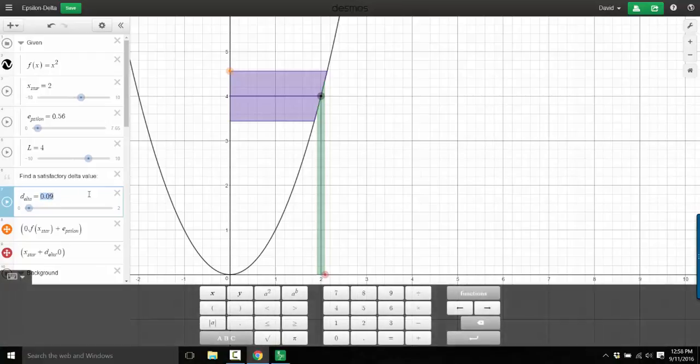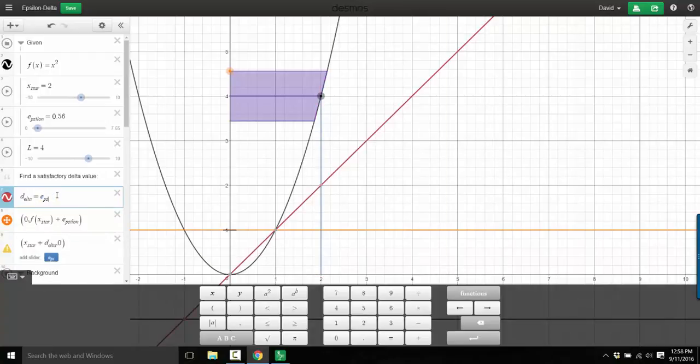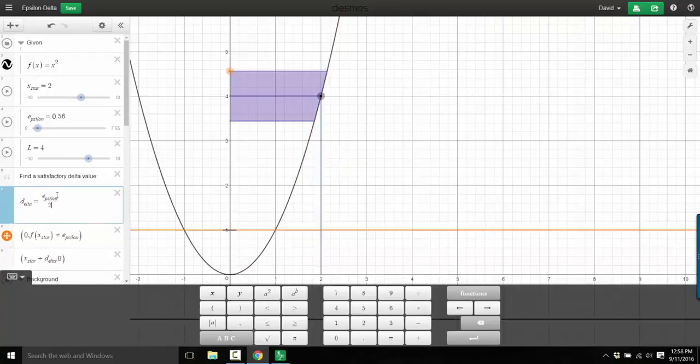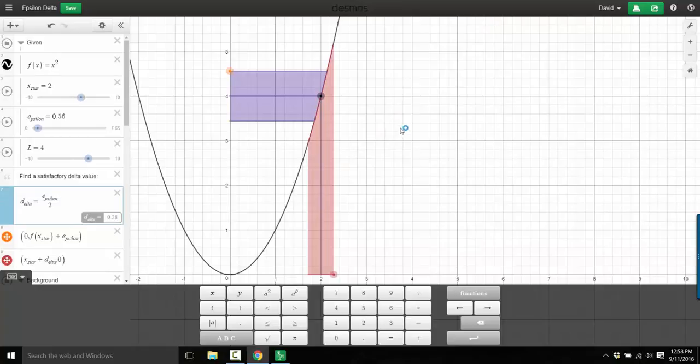So here's an example. What if this delta window always has to be half the size of the epsilon window? That makes sense because then the delta window is always smaller than the epsilon window because I know it's half the size. So let's give that a try. Here's delta. I'm going to make it equal to epsilon divided by 2.